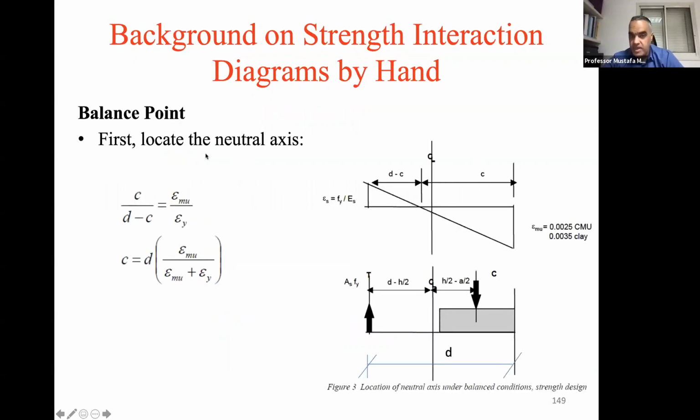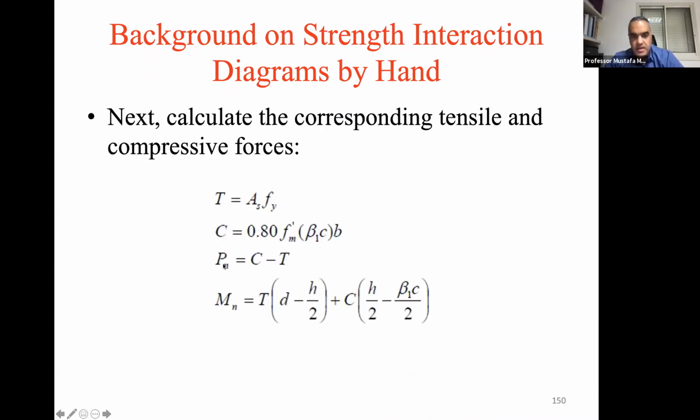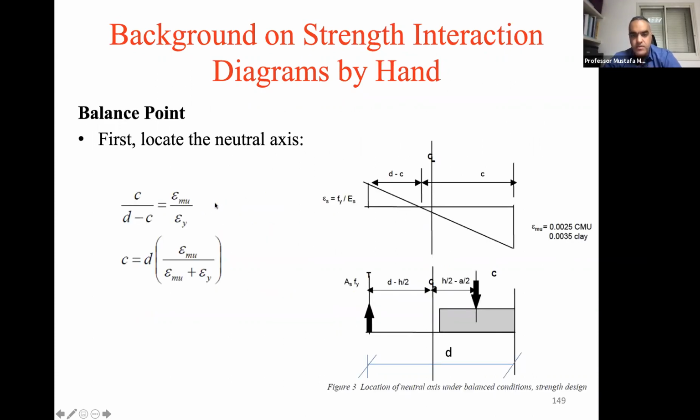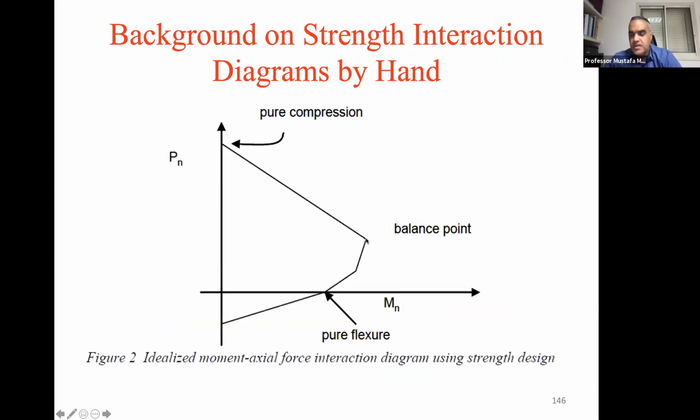We showed before how we can calculate this, right? Using the strain diagram, the steel will yield at the same time as the strain in the masonry is reached. So we can calculate c, and then we can use equilibrium. So in the balance point, we have an axial load component and we have a moment component. Again, we did that in concrete also.